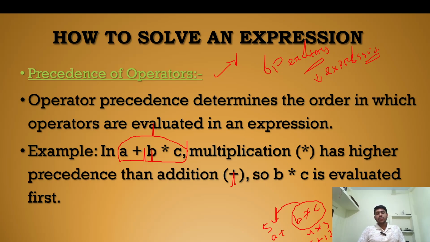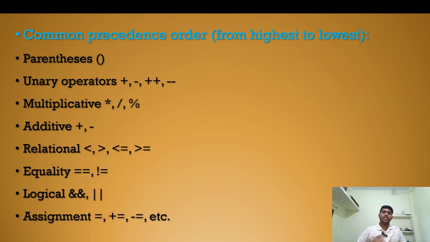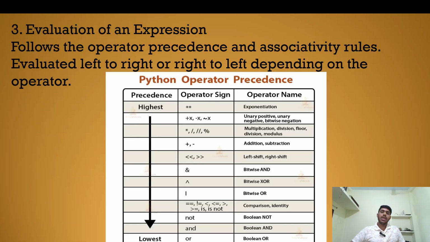So how is this happening? Due to this table, which I am showing you. This is the operator precedence table. Observe the highest to lowest order, how it is evaluated. First comes which operator? Exponential. So first is always the exponential.